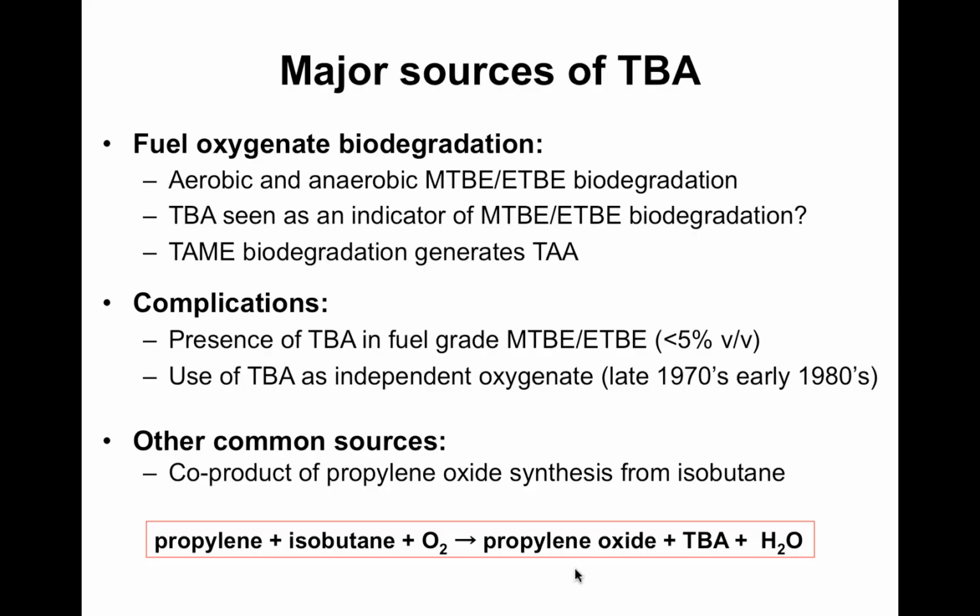So that was in the late 70s, early 1980s. And then the other major common source of tertiary butyl alcohol is as a co-product from propylene oxide synthesis. So the reaction at the bottom shows you we can take propylene and isobutane and generate propylene oxide as the main product, and TBA as the co-product.